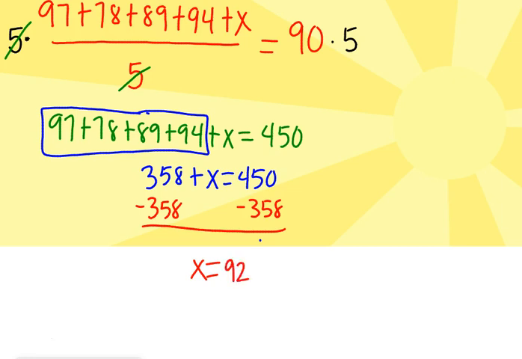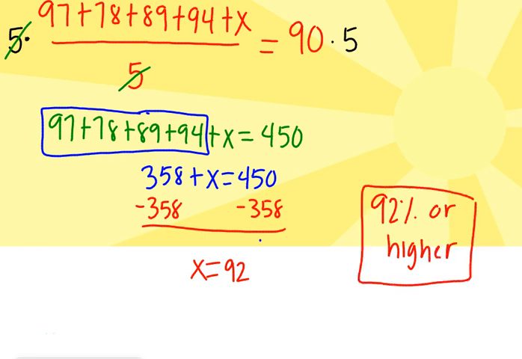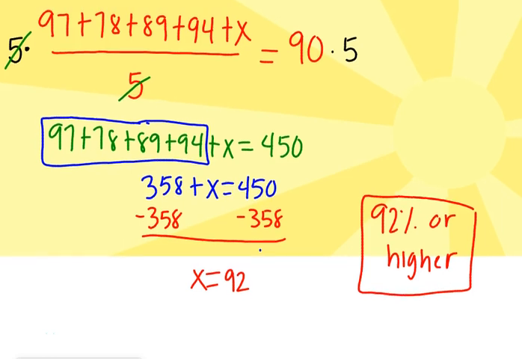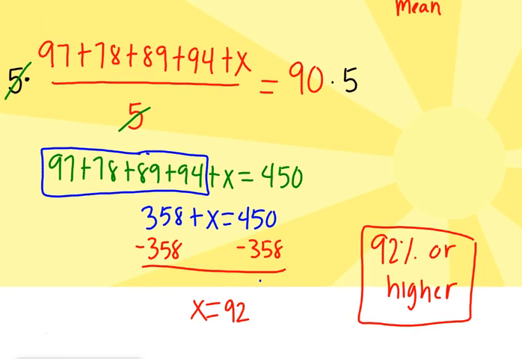So he needs to get at least a 92% or higher to maintain a 90 average. This works. You can do this for your own test and you might figure out how to do the same for you if you were looking for what you needed to get.